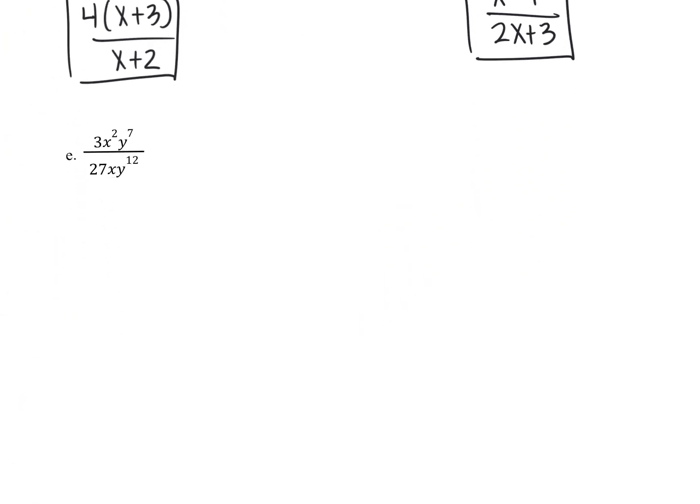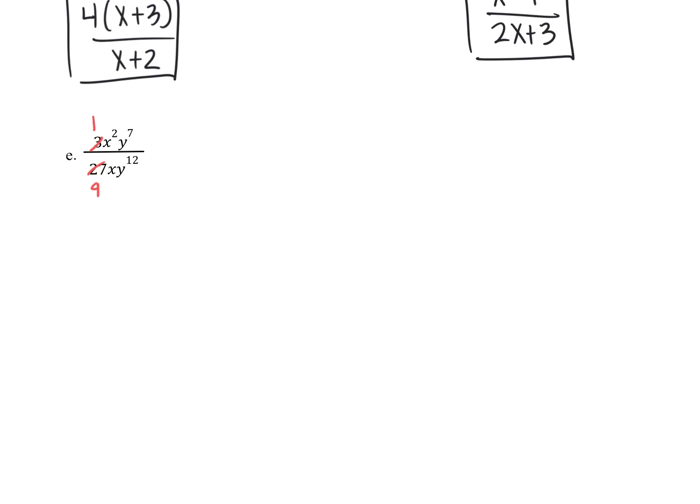Last example, we're going to look at when you have two monomials, which means one term, in your numerator and denominator. So I don't actually do any factoring in this case. I am just doing simplifying. So the first thing I want to do is simplify 3 and 27, which are both divisible by 3. So the 3 becomes a 1, the 27 becomes a 9.